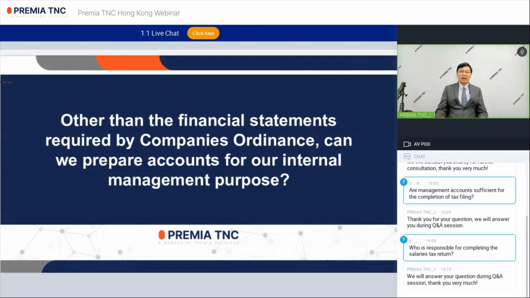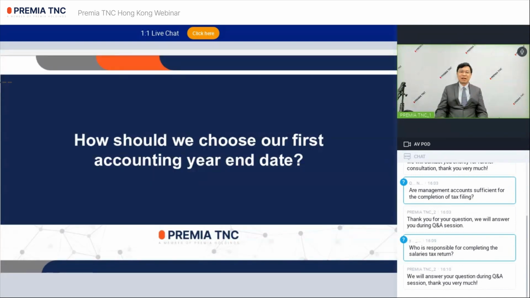Okay, the first question: other than the financial statements required by the company's auditor, can we prepare accounts for our internal management purpose? Yes, the companies can prepare internal accounts, such as monthly or quarterly accounts for its management purpose. How should we choose our first accounting year-end date? You can freely choose the first accounting year-end date, which should be within 18 months after the incorporation date.